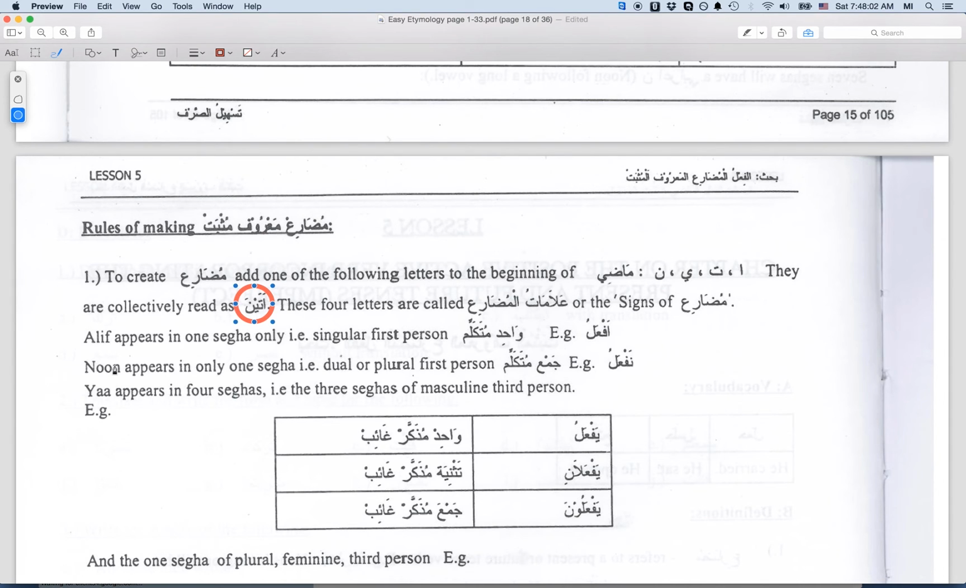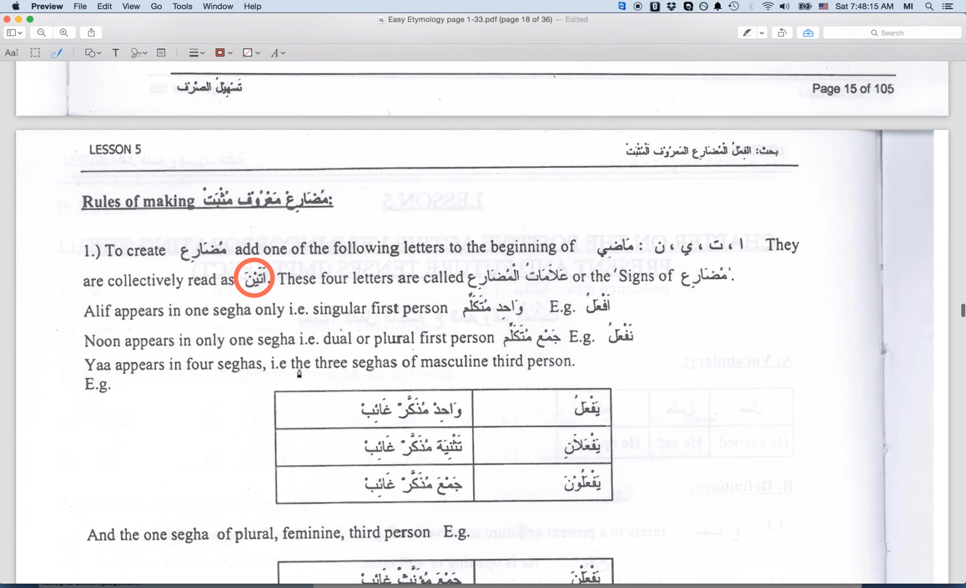Alif appears in one siga only, singular first person, like أفعل. Other than that, alif doesn't appear in any other مضارع. So for واحد متكلم, alif is going to appear. Noon appears in only one siga, dual or plural first person, جمع متكلم, نفعل. Again, أفعل and نفعل. Out of these 4, alif and noon will appear once only. Alif for واحد متكلم, أفعل, like I do, and noon for نفعل, we do, we two do, or many of us do. Dual or plural first person.